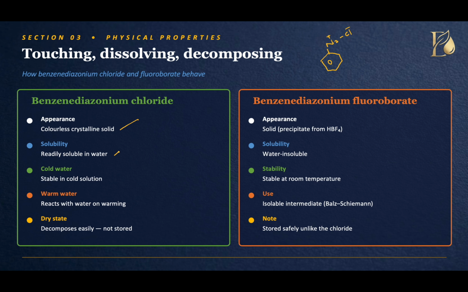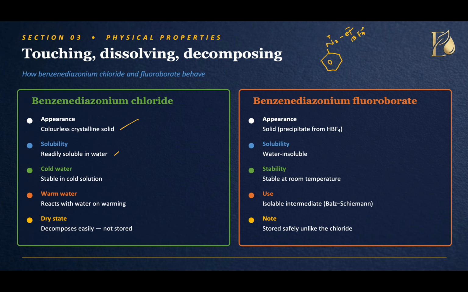It remains stable only in cold aqueous solutions, but if the solution is warmed or if the compound is isolated in a dry state, it decomposes easily. Got it? They remain stable only in cold aqueous solutions. On the other hand, benzene diazonium fluoroborate. The benzene ring is the same, but the anion is different. What is the anion? Fluoroborate, that is BF4-.